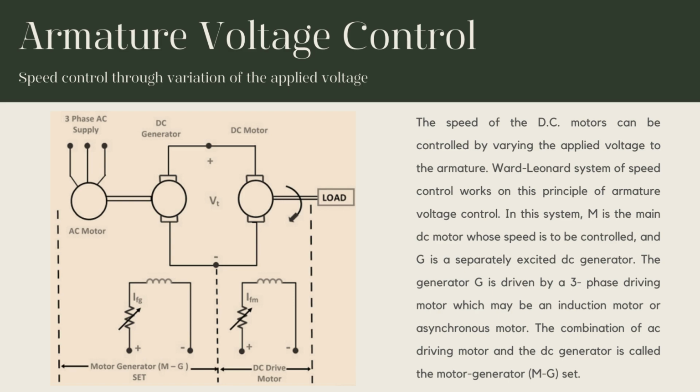This system of speed control works on this principle of armature voltage control. In this system, M is the main DC motor whose speed is to be controlled and G is the separately excited DC generator. The generator is driven by a three-phase driving motor which may be an induction motor or an asynchronous motor. The combination of AC driving motor and the DC generator is called the motor generator set.